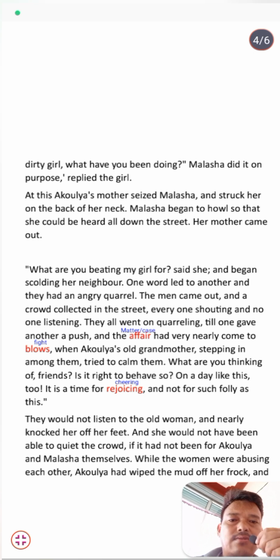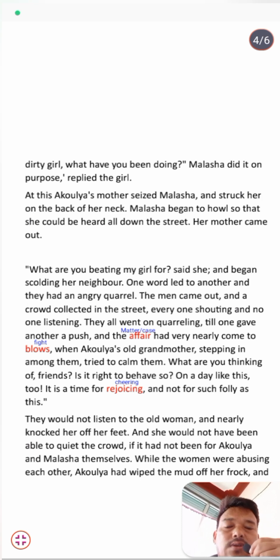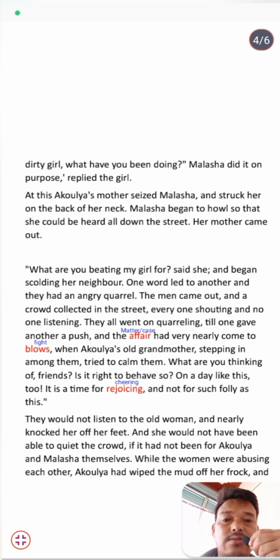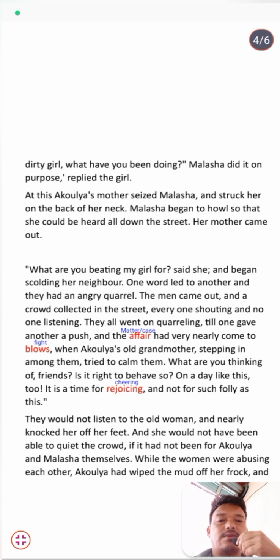They all went on quarreling till one gave another a push. Then they started pushing each other, and the situation was going to be very tough. The affair had nearly come to blows, and the matter was going to be very critical, with a fight about to break out among the crowd. And when Alyoka's old mother stepped in among them to calm them, what happened in the meanwhile?